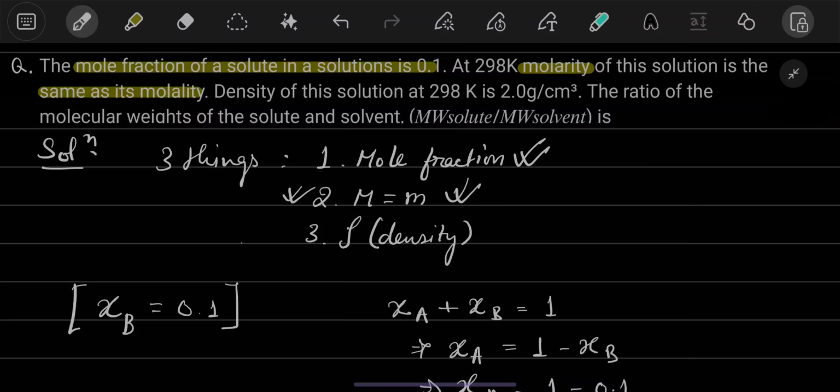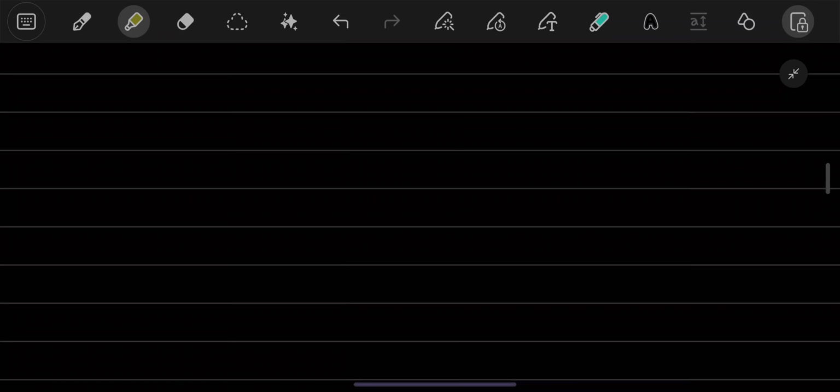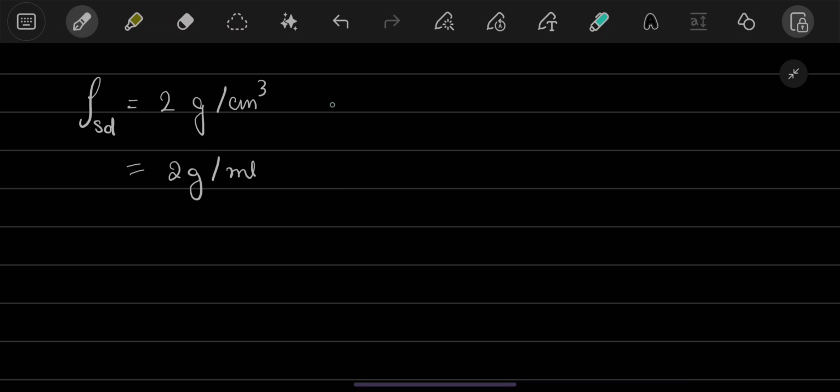Now we'll proceed with the density. Density of the solution at 298 Kelvin is 2 gram per centimeter cube. We'll write as it is. Density of the solution is given as 2 gram per centimeter cube. Now this is equal to 2 gram per ml, because 1 centimeter cube is equal to 1 ml.